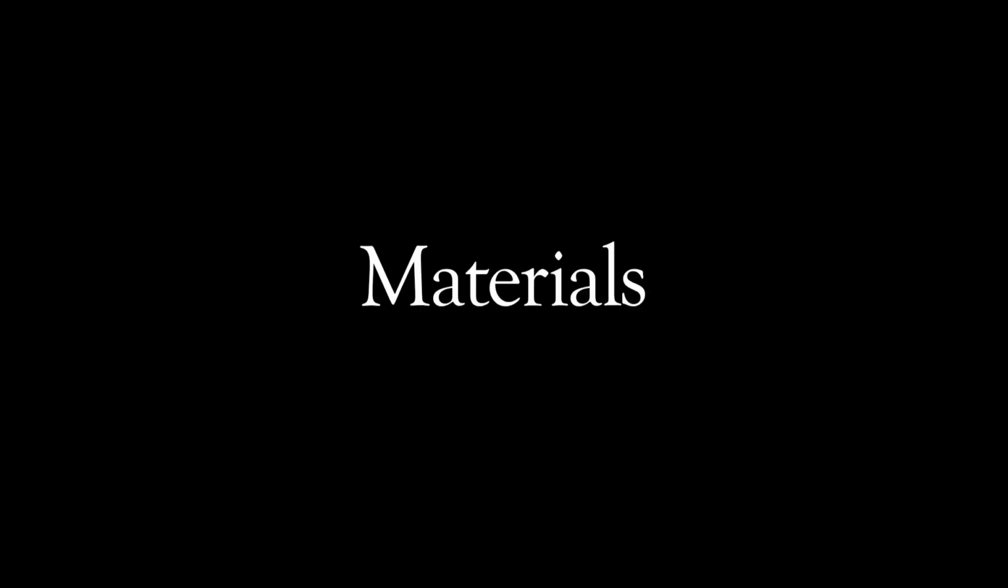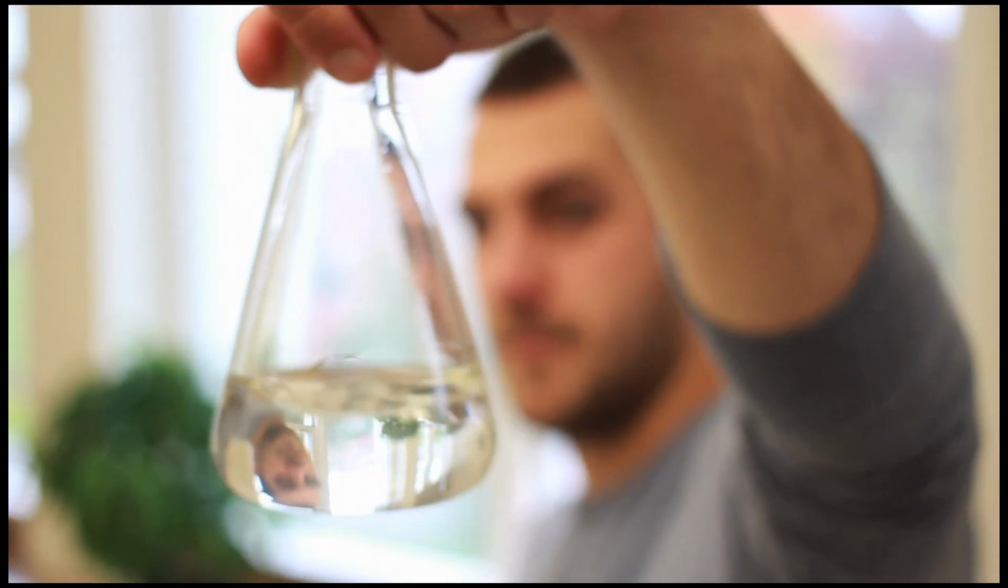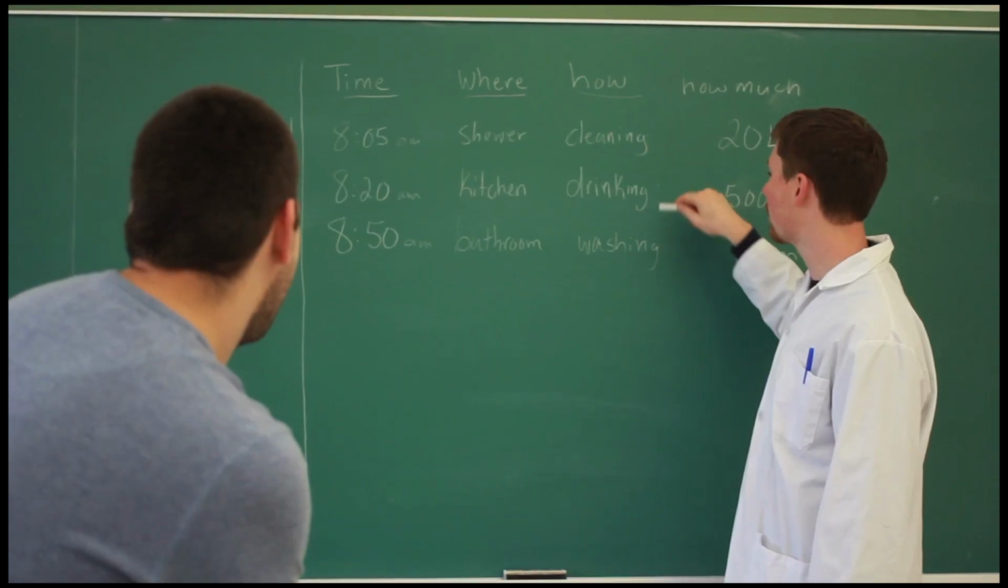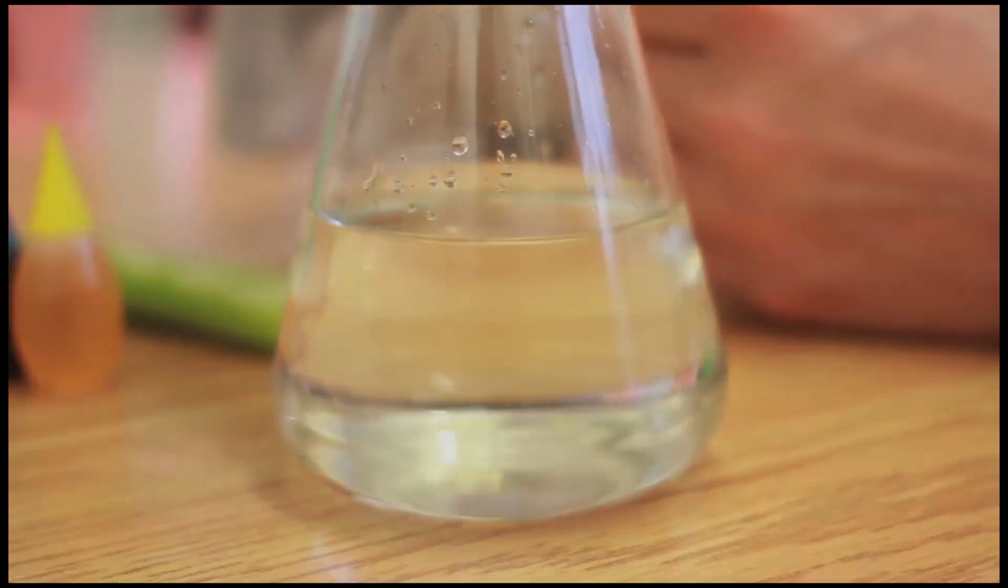The materials for this lesson include Water and Me journals, water, food coloring, chart paper, celery, and a jar. The procedure for this lesson is as follows.